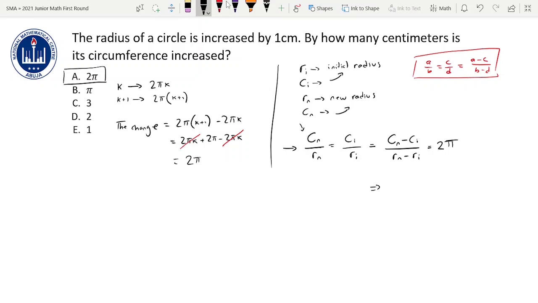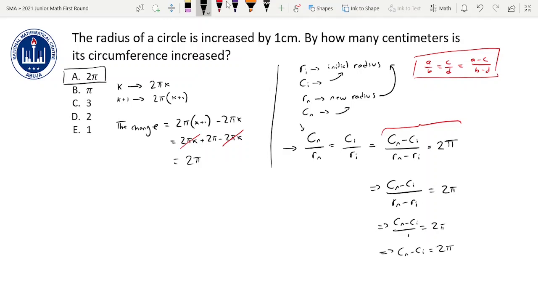We're now going to be working with just these last two terms of this chain of equations. So we have Cn minus Ci over Rn minus Ri equals 2 pi. Remember, Rn is the new radius, the value you get when you just add 1 to Ri. Since Rn is 1 bigger than Ri, that means Rn minus Ri is 1. So Cn minus Ci over 1 equals 2 pi, which means that Cn minus Ci equals 2 pi.